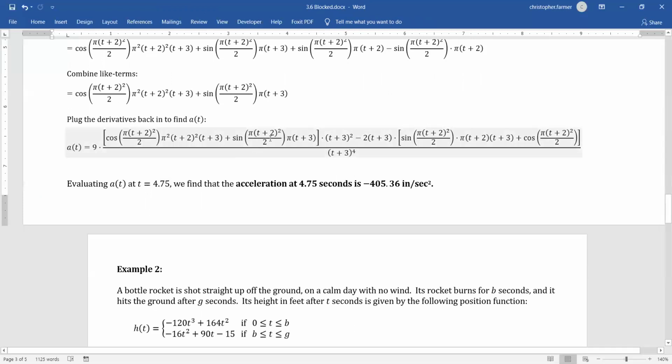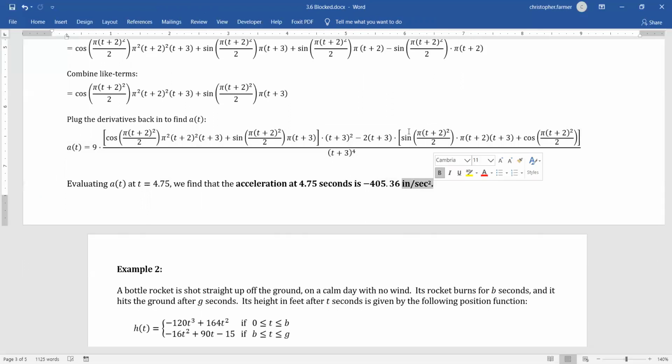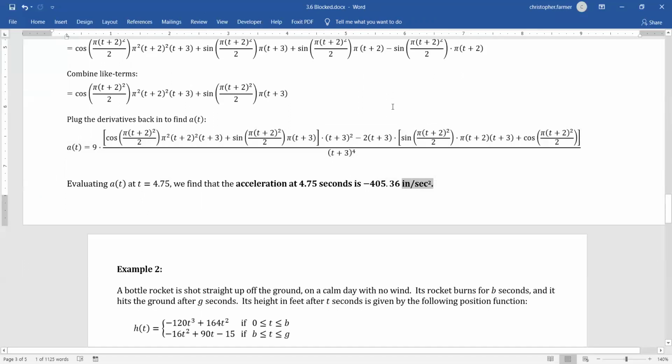I probably put this in my calculator 5 times and checked it with Mathematica Online, just to verify that I had the right answer here. But when you plug this in appropriately, you should end up with an acceleration of more or less negative 405 inches per second squared. Okay, so this is something we haven't talked about. This is the last quick idea to worry about here.